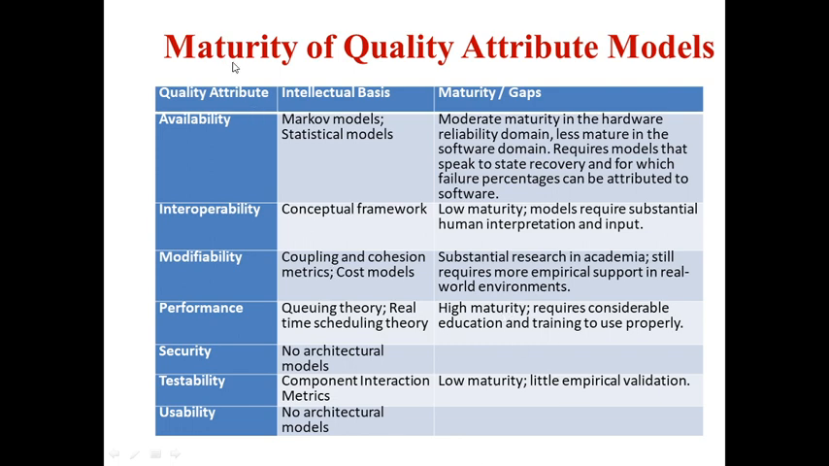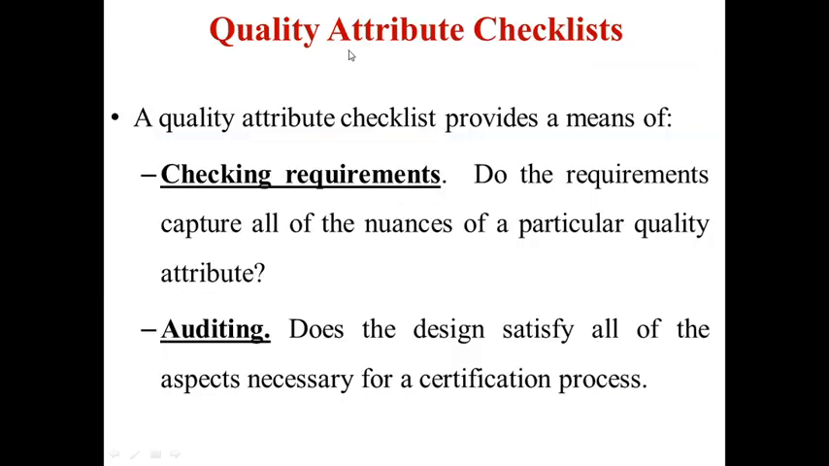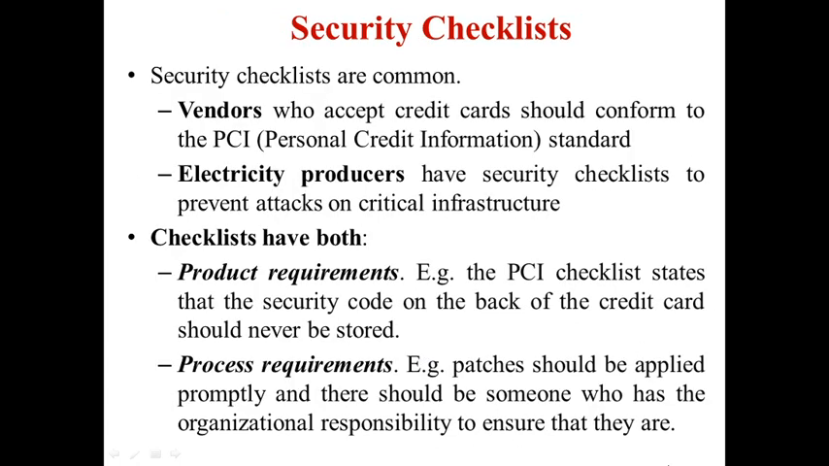Okay, so this is called the maturity of quality attribute models. Next, the quality attribute checklist. We have already studied checklists. What it is going to provide is a check of the requirements, whether all the requirements capture all the nuances of the particular quality attribute, whether all the things required have been captured. Auditing: does the design satisfy all the aspects necessary for the certification process?